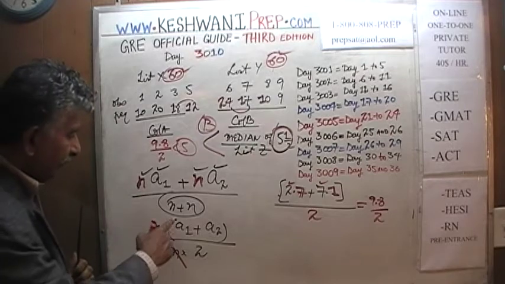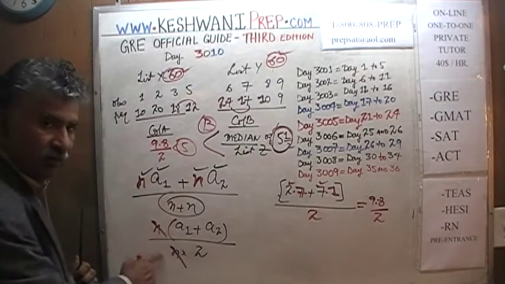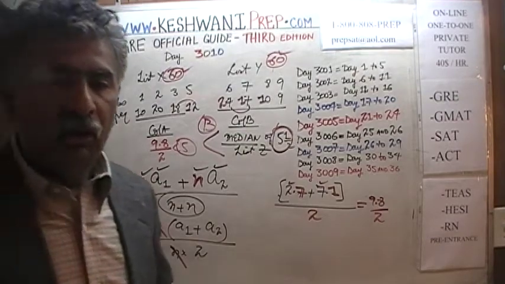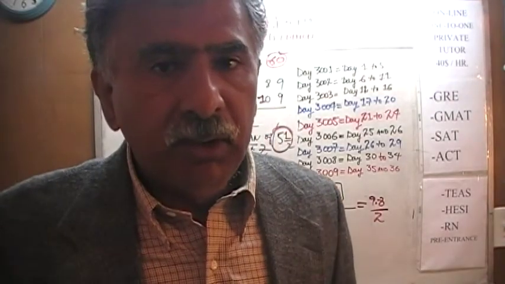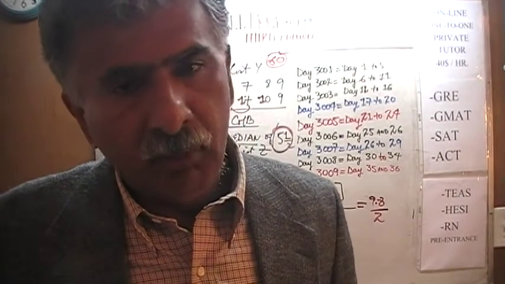Because they are the same, n plus n becomes 2n, and because they are the same, we can take it out and it drops out. It plays no role. How many observations we have in one list and how many in the second list plays no role, as long as they are equal.